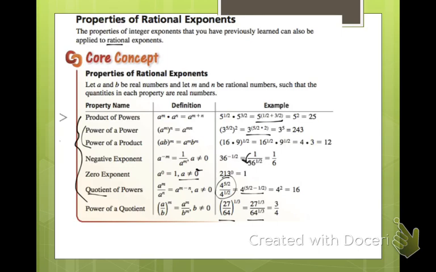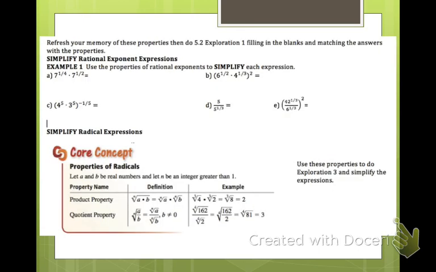So we use these properties to manipulate the problems that we're given to try to simplify. Your notes just tell you to refresh your memory of these properties. We will not be doing the list after refreshing your memory, so we'll just work some examples. Simplify rational exponent. That means we're going to do what we can with the properties, but we're not going to get on our calculator and estimate what the values are.